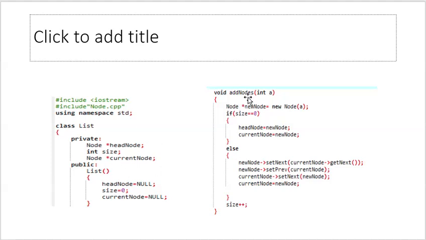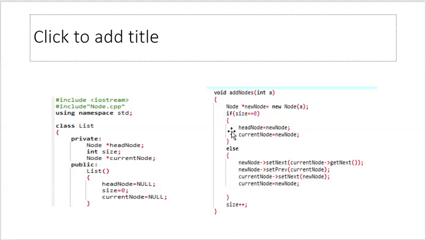So addNode is a function in which we are passing a variable a. Node star newNode: Node is the name of the class which we have mentioned in our previous file, and newNode is a pointer which will create a new node. If you write new, it will be highlighted. It will create a new node having a.